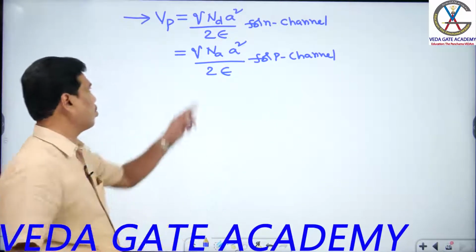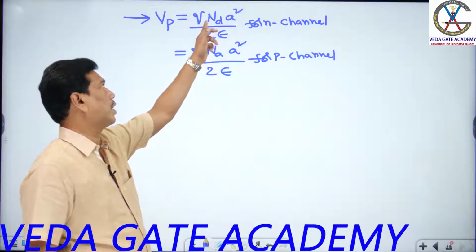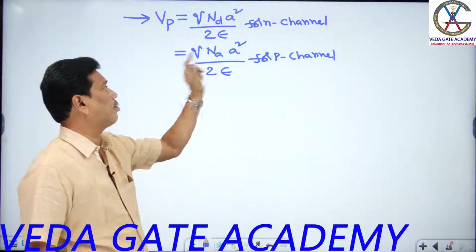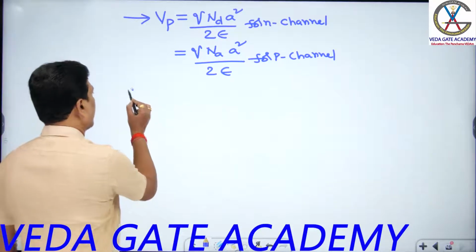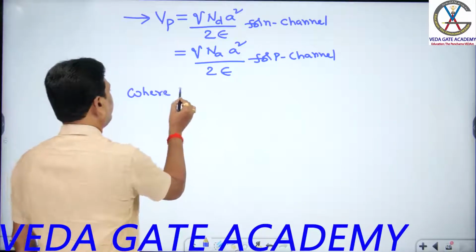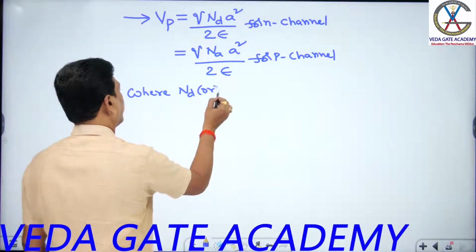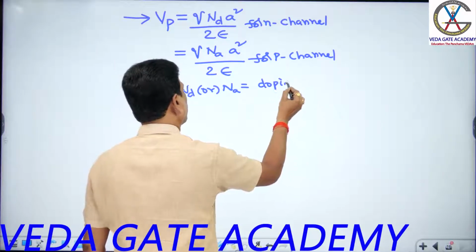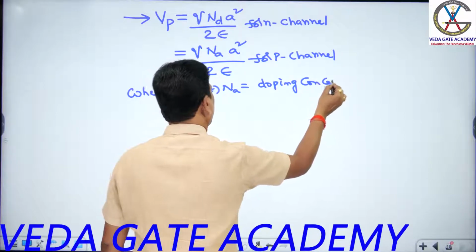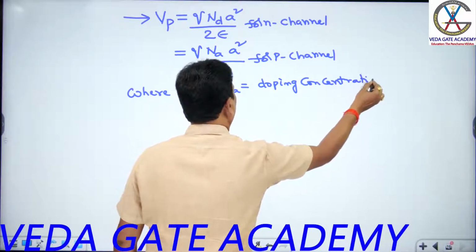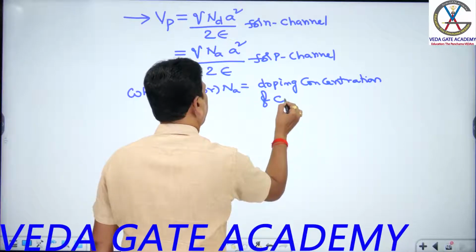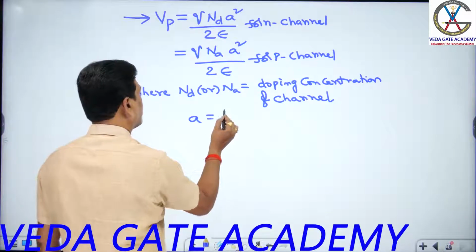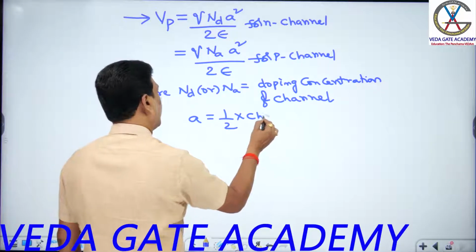So what are these terms, sir? q is the electron charge. ND or NA is the doping concentration of the channel. In N channel it is ND, in P channel it is NA, sir. Confirm, sir? What is that a? a stands for half the width of the channel, students. Half the channel width.